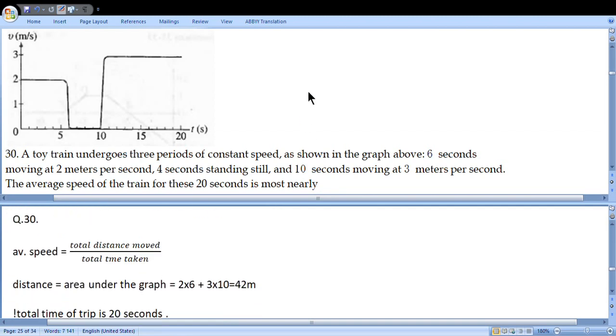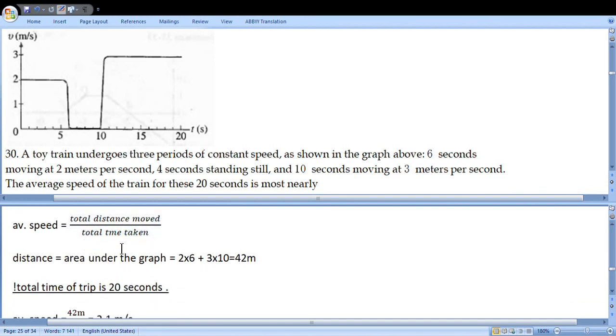30. A toy train undergoes 3 periods of constant speed as shown in the graph above. 6 seconds moving at 2 meters per second, 4 seconds standing still, and 10 seconds moving at 3 meters per second. The average speed of the train for this 20 seconds is most nearly. So average speed formula, total distance divided by total time. Distance is area under the graph. So it should be total area under the graph.